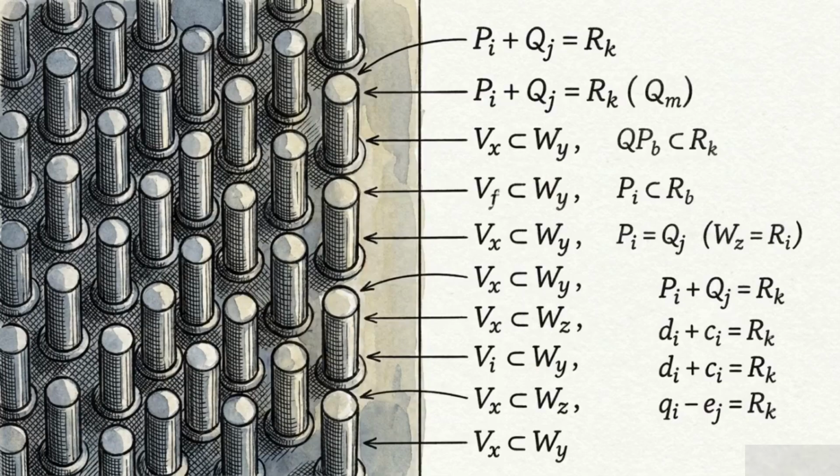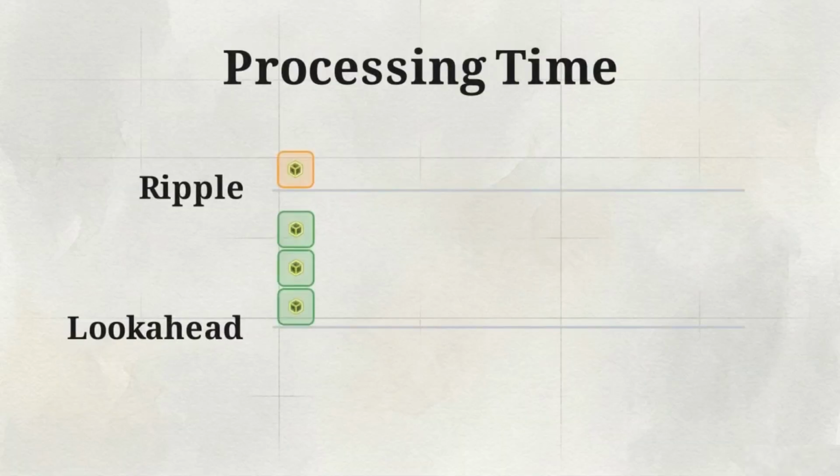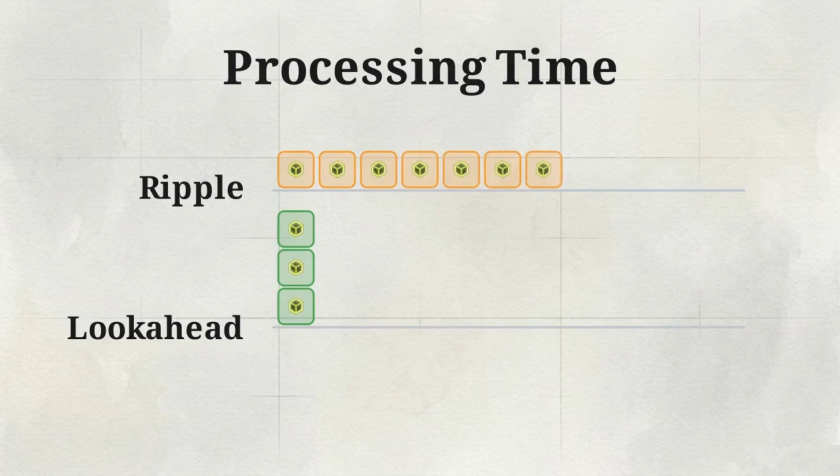Physical hardware speed limits are ultimately mathematical problems. By calculating dependent variables in parallel, we reduce the total processing time from the sum of every stage to a fixed number of gate delays.